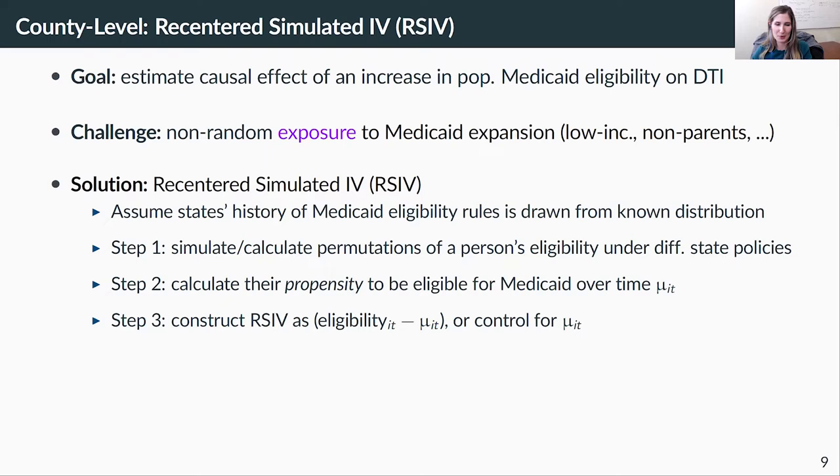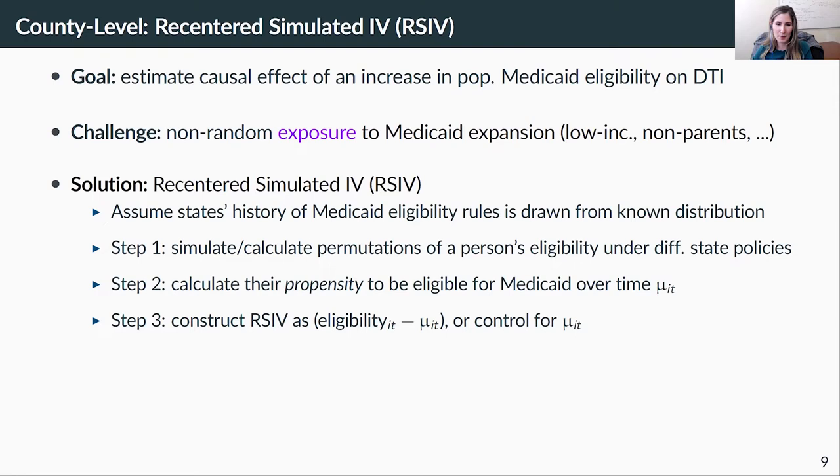Now, after specifying this distribution of counterfactual eligibility rules, we can simulate and calculate permutations of all of the possible realizations of, even at the person level, a person's eligibility for Medicaid under different state policies. Once we calculate this at every point in the support for this distribution of potential policies, we can calculate someone's propensity to be eligible for Medicaid at a given point in time. We're going to call this a propensity, mu. The idea is that this is the average propensity to be eligible for Medicaid for a person living in a primarily Democratic governed state versus a Republican governed state.